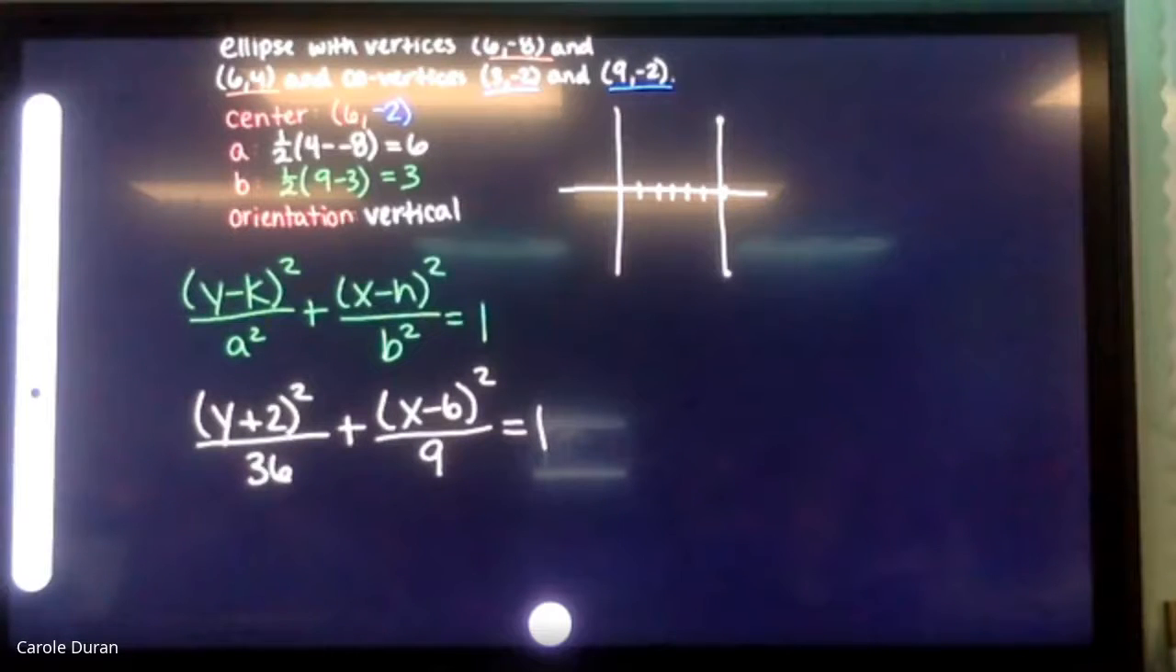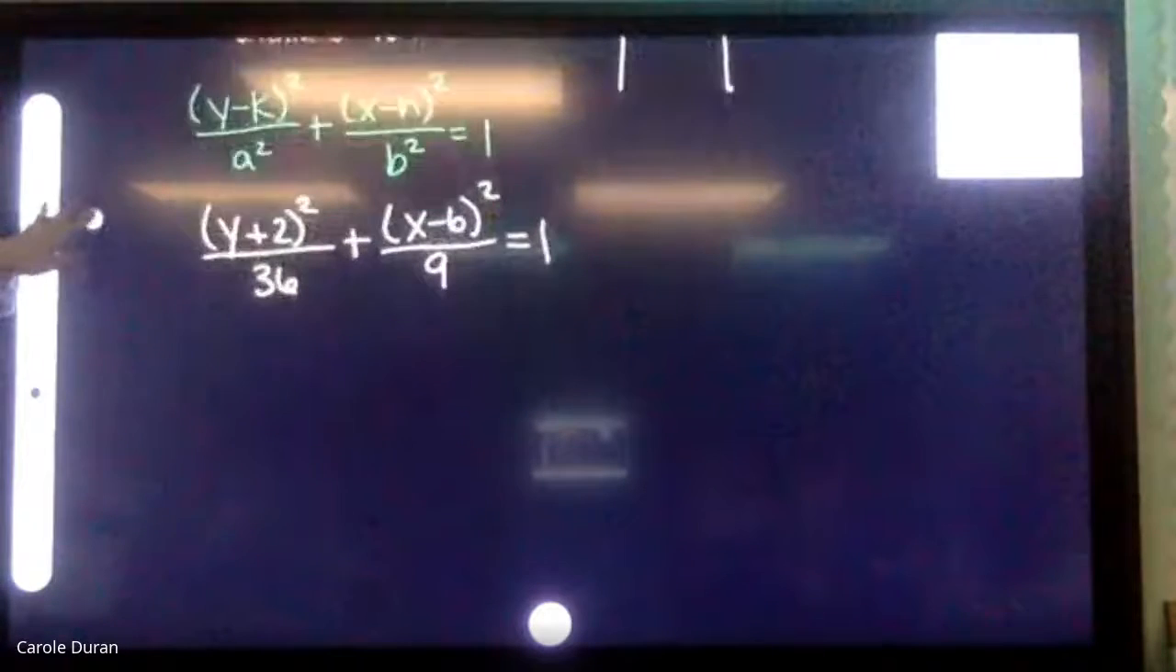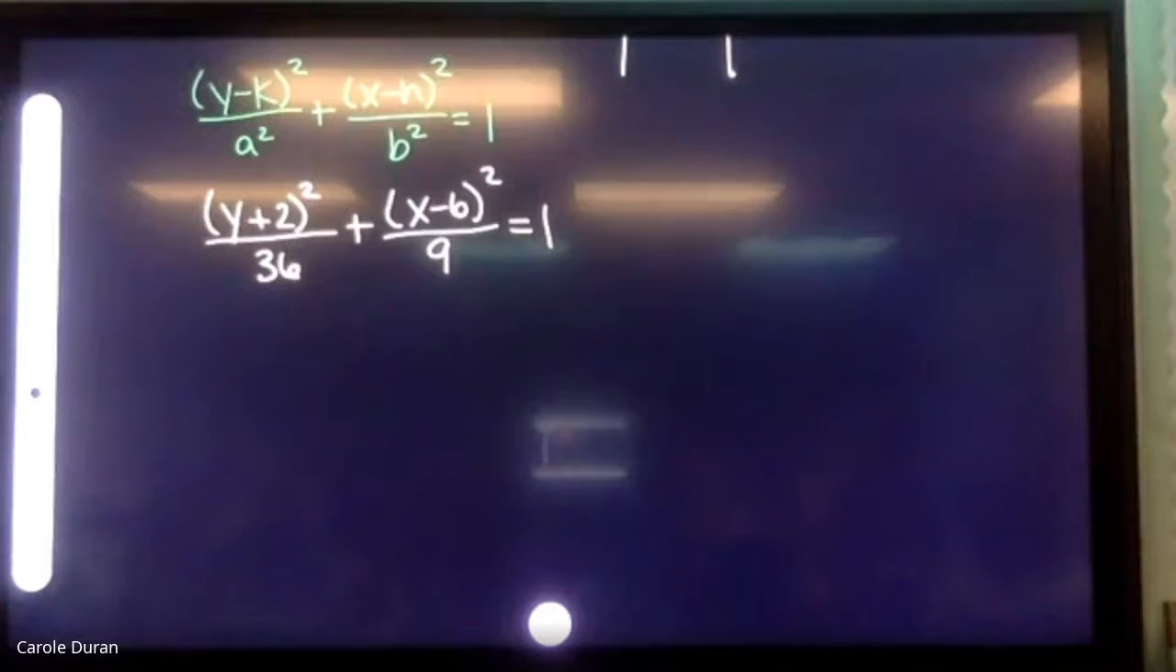We should end up with the equation (y + 2)² over 36 plus (x - 6)² over 9 equals 1. Is this coming back to us? Maybe. Anybody confused by how we got that?